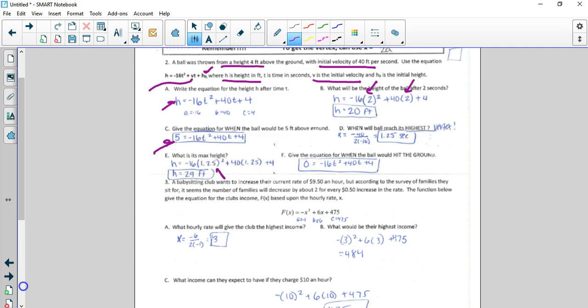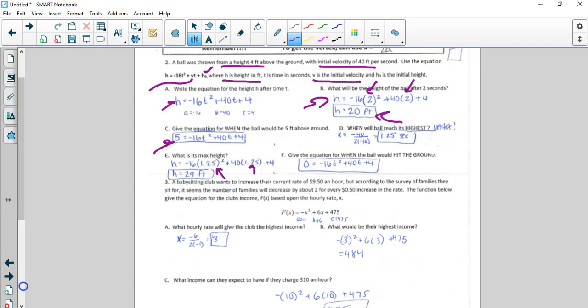You plug 1.25 in here and here, just like we did for b when we plugged in 2. So in other words, if you think about it, if the highest point's at 1 1/4 seconds, when it was at 20 feet in 2 seconds, it was back on the way down. 29 feet was the highest it went in the air.